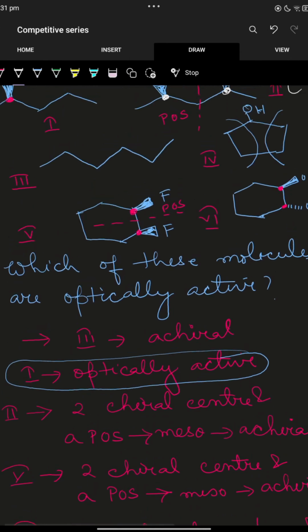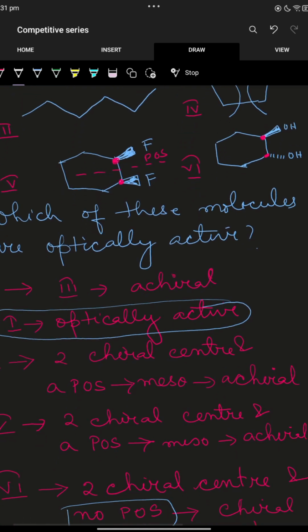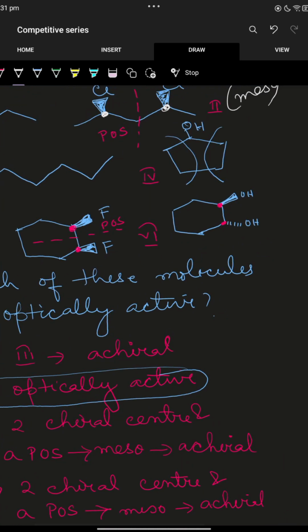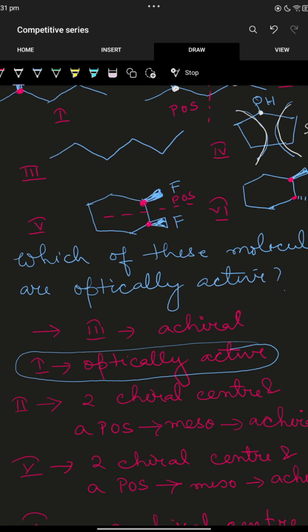Now see the third one. There is no chiral center and so the molecule itself is achiral. See the fourth one. What is happening in the fourth one? Again, this carbon is actually not chiral. Why? Because these two groups are same. This one and this one. They are identical. So there is no chiral carbon atom. There is no chiral carbon. So it is optically inactive.